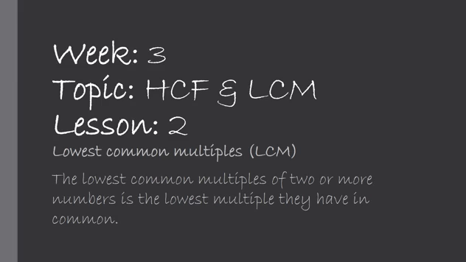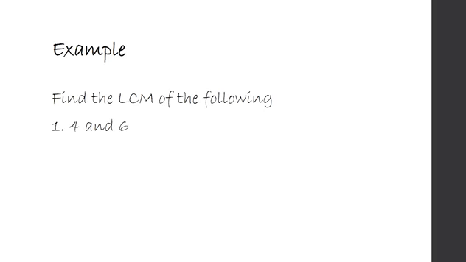So, what is lowest common multiple? The lowest common multiple of two or more numbers is the lowest multiple they have in common, right? So now let's work on an example. Find the LCM of the following.